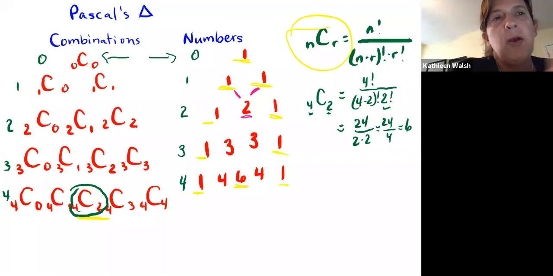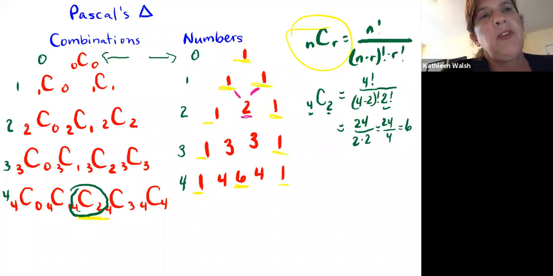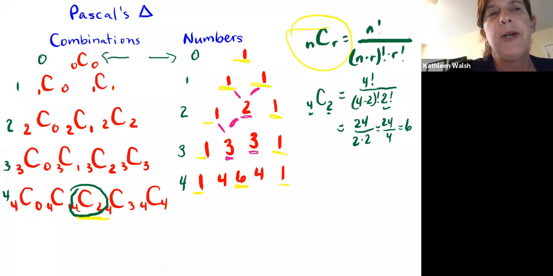Let's try row 3. And we're going to see, hey, where did this 3 come from? I'm going to look at the row right above, row 2, and the numbers that are closest to this 3 are this 1 here and this 2 here. And what's 1 plus 2? 3. How about this 3 here? What are the numbers that are closest to it? Well, this 2 and this 1. Add them up, 3.